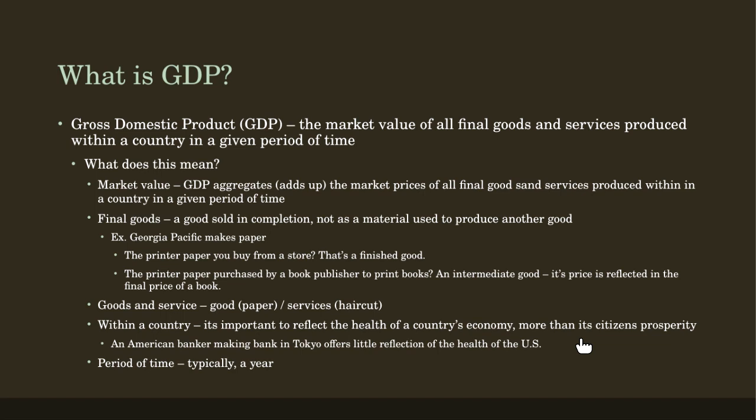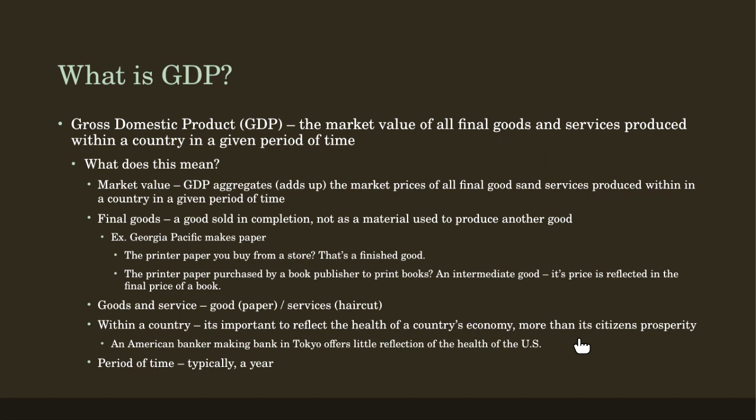That's the end. It has no further value. However, the printer paper purchased by a book publisher to print books, that's an intermediate good. Even though it's still paper, the paper is being used to create a new, more valuable product. And so the reason we don't calculate intermediate goods into the GDP is because their prices are reflected in the final price of the final good. In this case, a book, right?